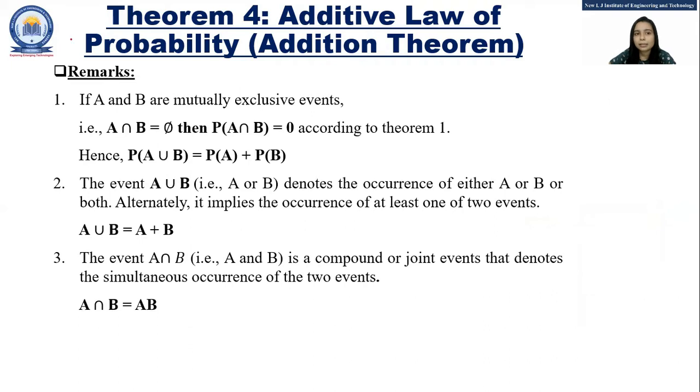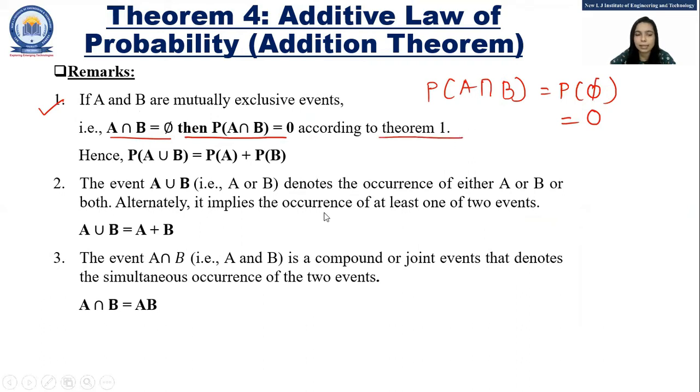Now, what are the remarks that we can take from this theorem? The first is that if A and B are mutually exclusive events, we can say that A intersect B is equal to phi. So P of A intersect B is equal to P of phi, and P of phi is nothing but 0, which we have discussed in the first theorem. So P of A intersect B is equal to 0 according to theorem 1.